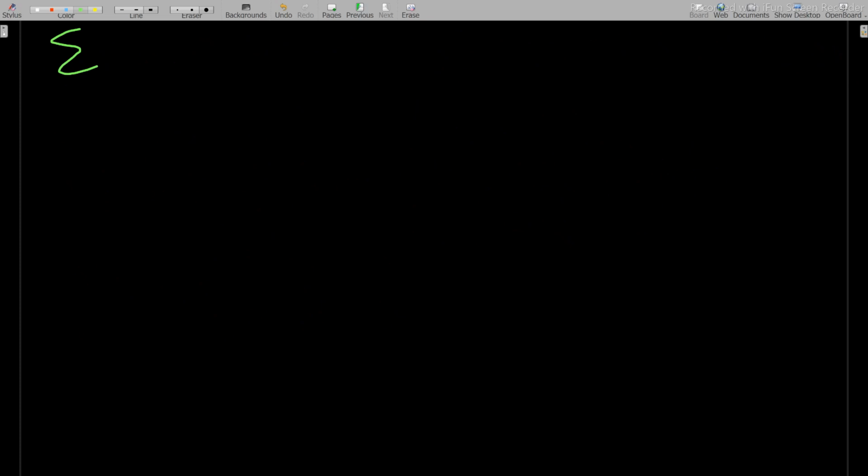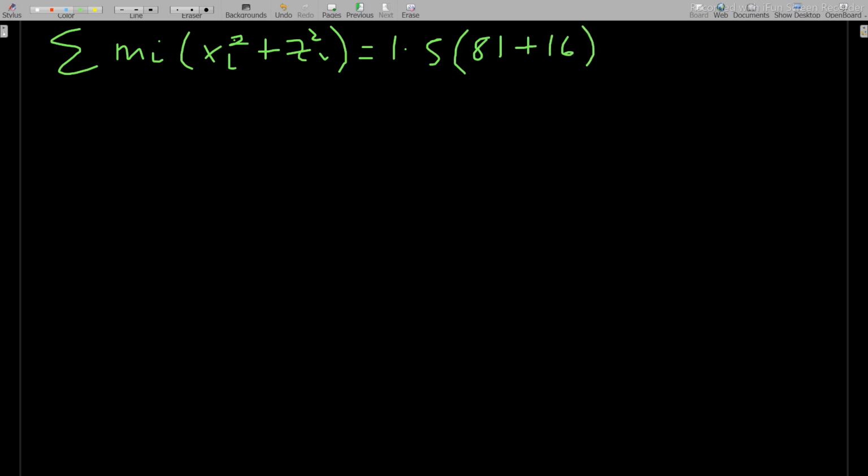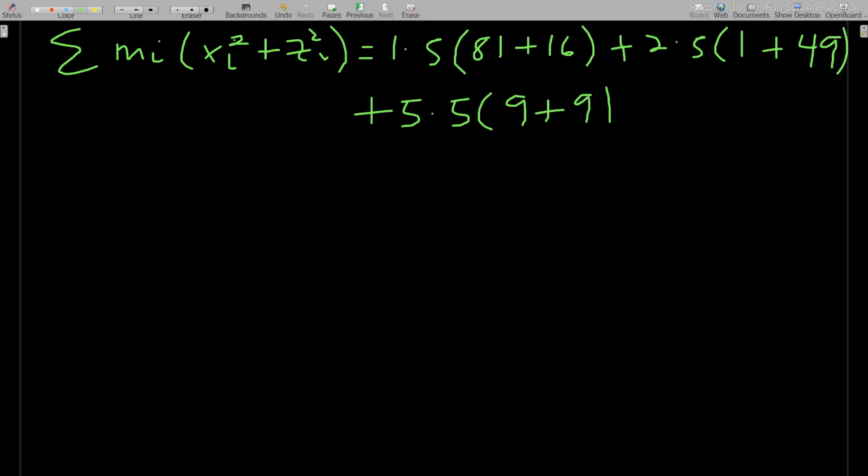What element again? Summation mi xi squared, okay, plus yi, oh sorry, zi squared rather. Okay, and this should be equal to 1.5 into 81 plus 16. I hope by now you know what we are doing here. 2.5 into 1 plus 49. Okay, plus 5.5 into 9 plus 9. Okay, and this should give me 369.5.